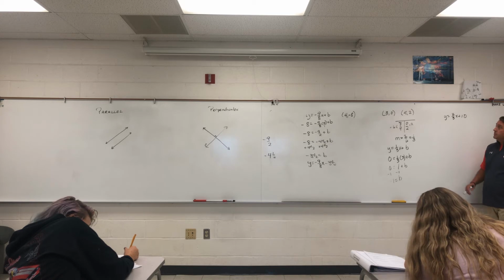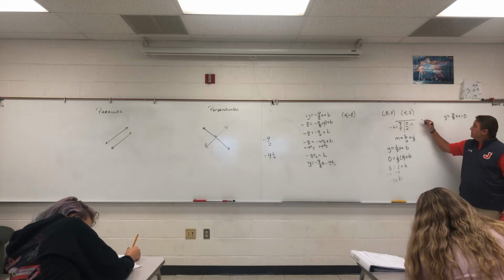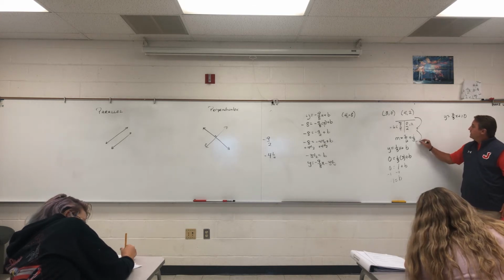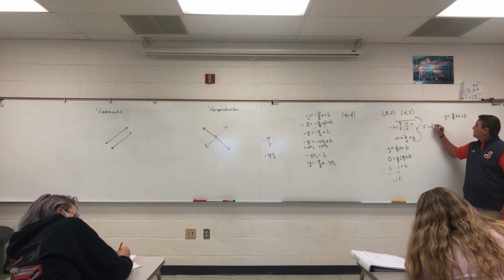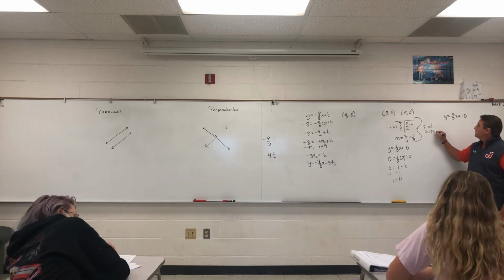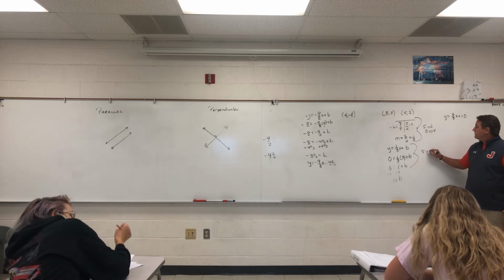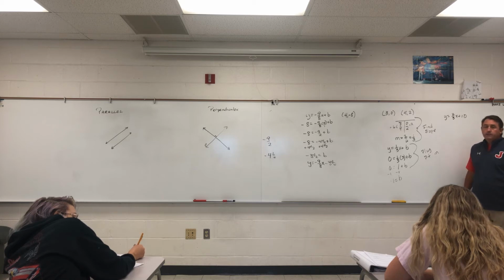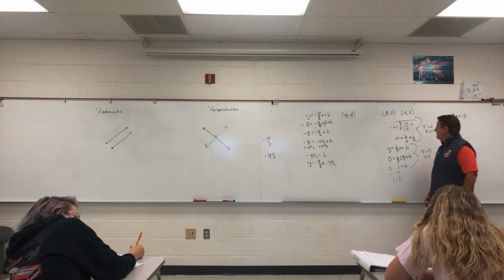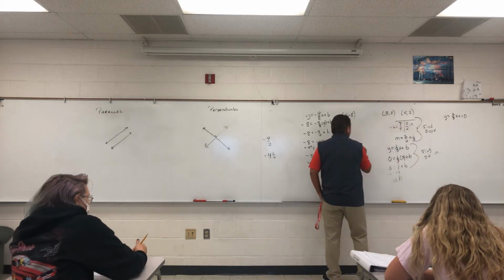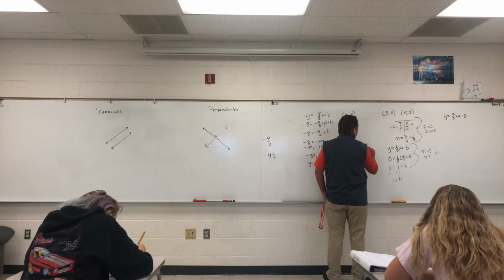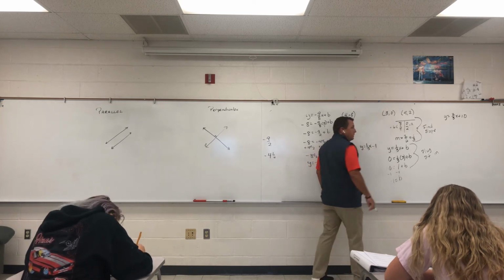So your steps on this one are find the slope, which is what we did here. Then we plugged in a point to find the b. Now we have the equation of y equals 1/3 x minus 1.